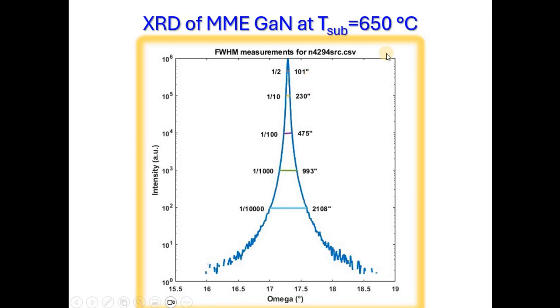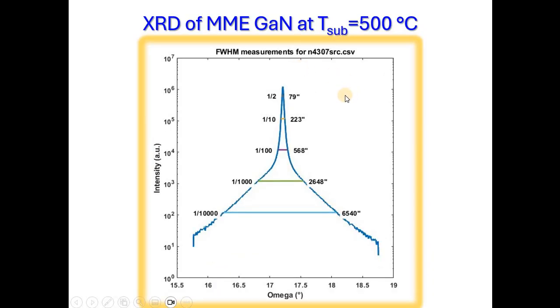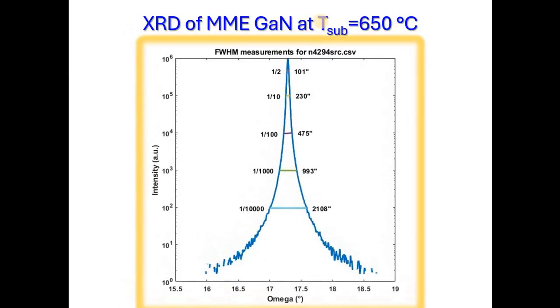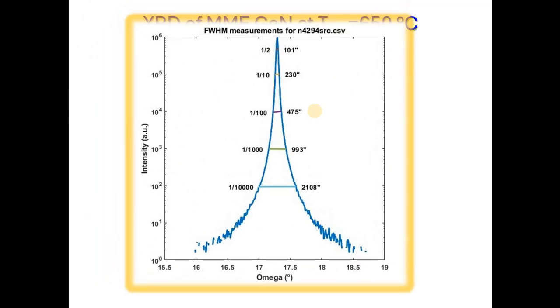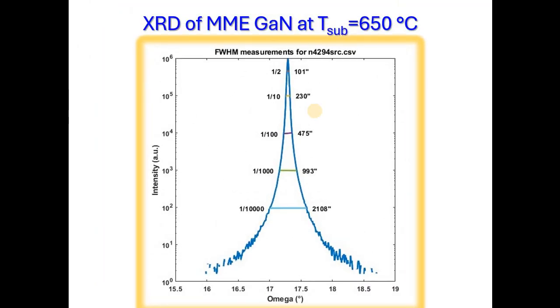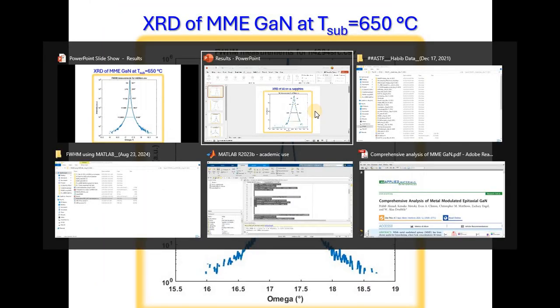So you may think, since the FWHM value of the film grown at 500 degrees C is better as compared to the FWHM value of the film grown at 650 degrees C, that this film, which is grown at 500 degrees C, has a much better crystal quality as compared to the film grown at 650 degrees C. But it's not the case. And let me prove it with some other studies.